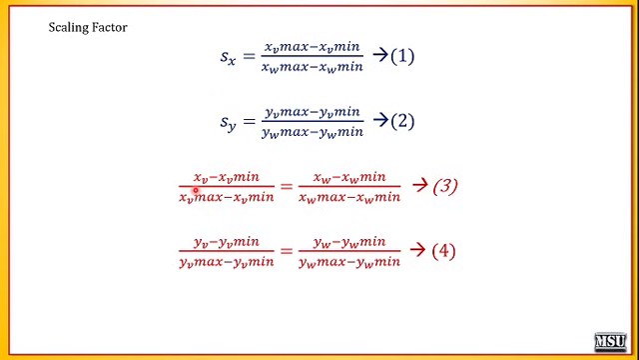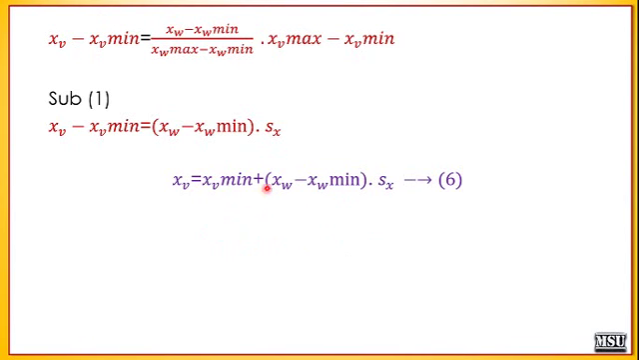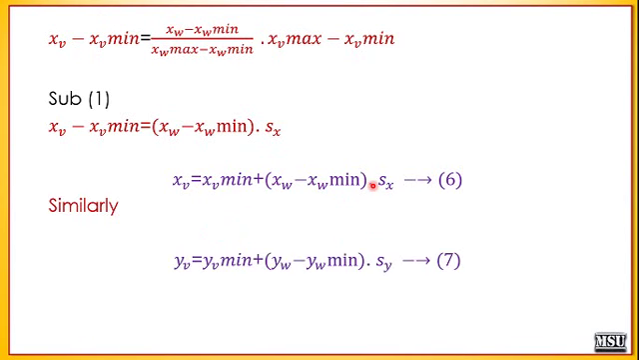We want to identify this xv as well as yv, so we will perform the cross multiplication. So xv minus xv minimum equals this formula. This term and this term form a scaling factor. So we will substitute the first equation, which forms the scaling factor sx, and you transfer this xv minimum to the right hand side. So now xv equals xv minimum plus xw minus xw minimum into sx, and similarly you will get yv also. So this is the formula to identify the new location value of the point.